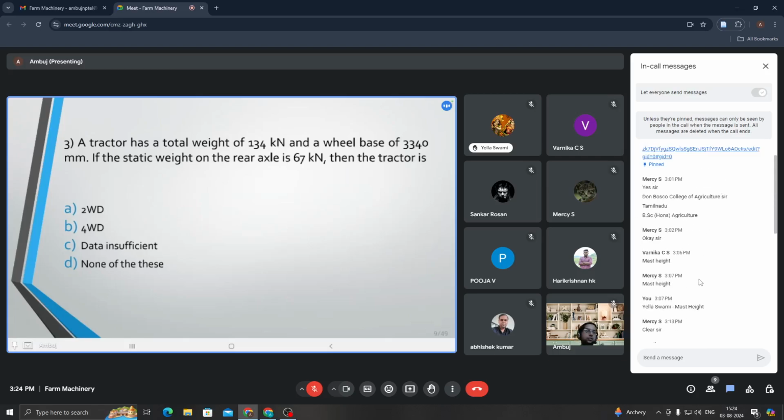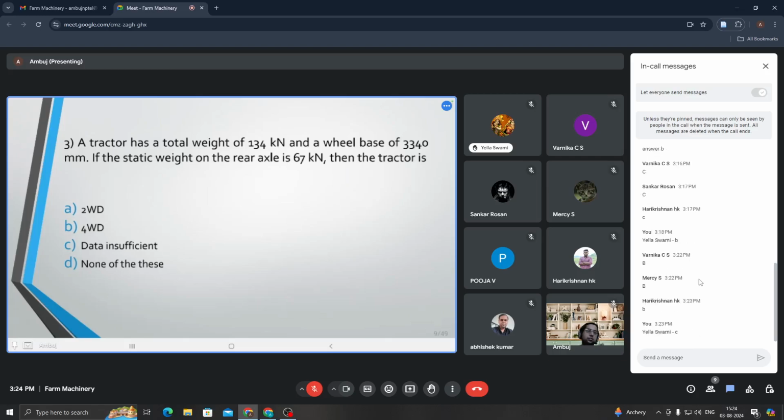Any more opinions? If you want to solve, I can give you some more time. One minute more time I'll give you. Then we will see whether it will be A, B, C, or D. C and D cannot be an option because these are semester examinations and we have framed the question, so every required data would be there. Data insufficient wouldn't be an option. None of these wouldn't be an option.